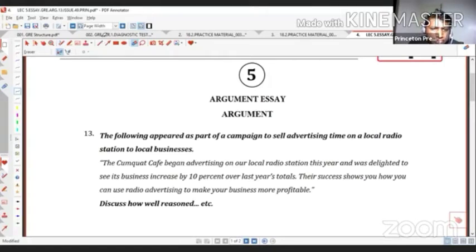The following appeared as a part of a campaign: Camquat Cafe began advertising on a local radio station this year and was delighted to see its business increase by 10% over last year's total. The success shows you how you can use radio advertising to make your business more profitable.